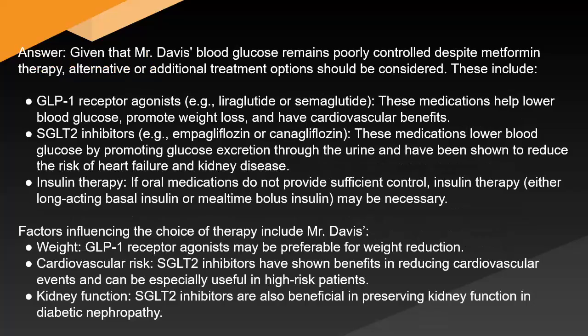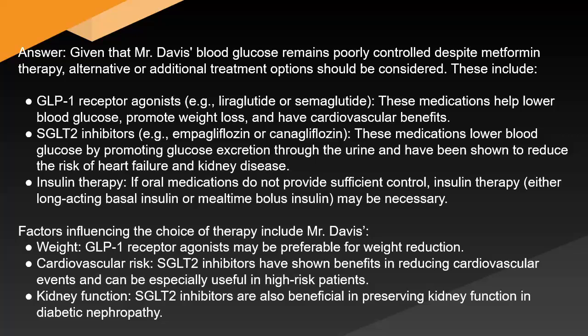Answer: given that Mr. Davis' blood glucose remains poorly controlled despite metformin therapy, alternative or additional treatment options should be considered. These include GLP-1 receptor agonists, e.g. liraglutide or semaglutide. These medications help lower blood glucose, promote weight loss, and have cardiovascular benefits. SGLT2 inhibitors, e.g. empagliflozin or canagliflozin. These medications lower blood glucose by promoting glucose excretion through the urine and have been shown to reduce the risk of heart failure and kidney disease.